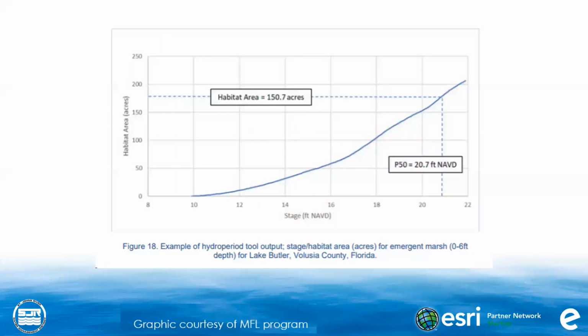So this is a table, which is an example of the Hydroperiod tool output, showing different stage and habitat area for the emergent marsh habitat at Lake Butler. So emergent marsh generally extends from the edge of the shore to approximately 6 feet deep. So a maximum depth of 6 feet was used as a tool input based on the known depth ranges for the species in this community. Next.